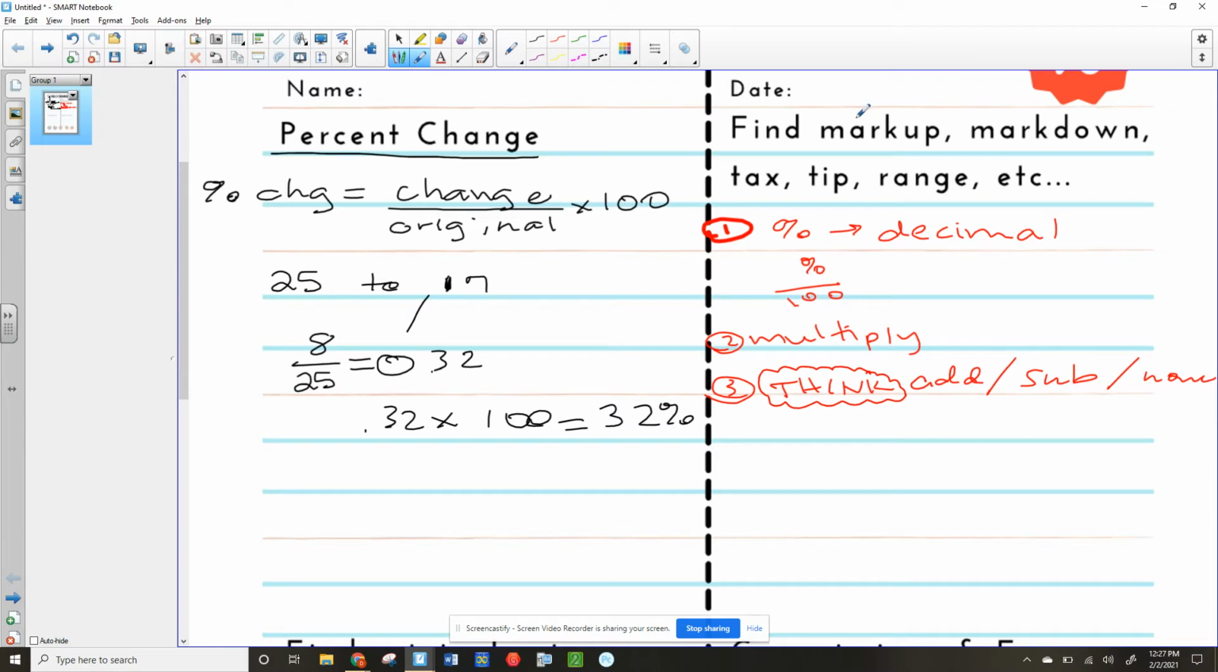So if I'm doing a markup, I'm going to add. Markdown, I'm going to subtract. Tax, add. Tip, add. Range is when we go between two numbers. So we're going to add it and subtract it, both.